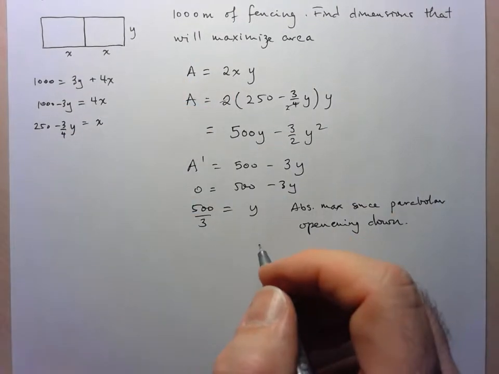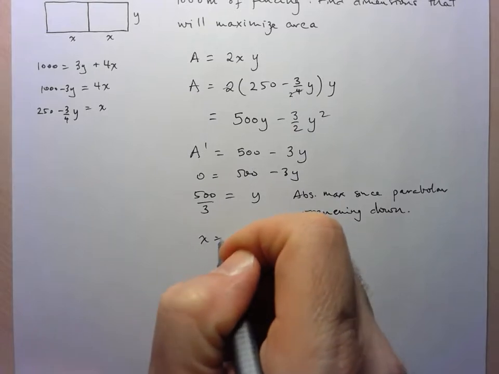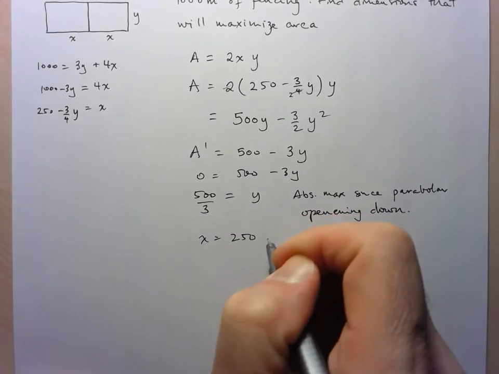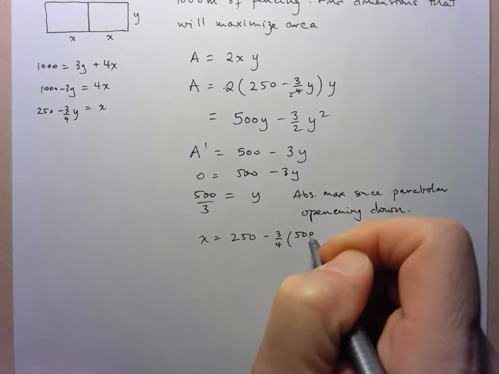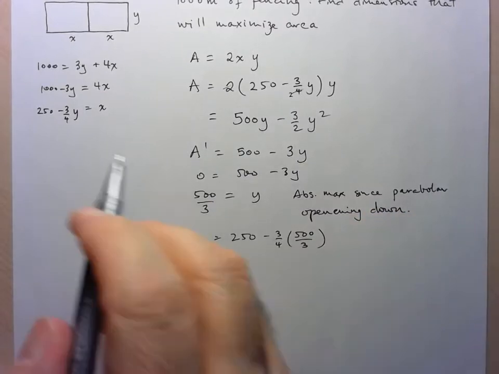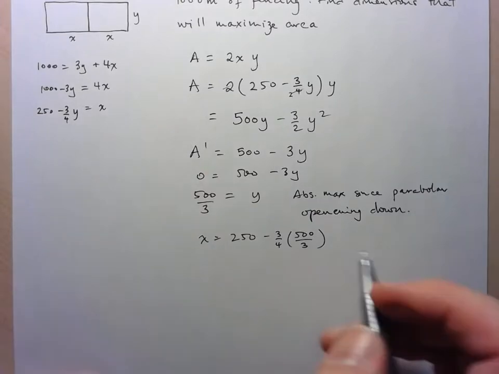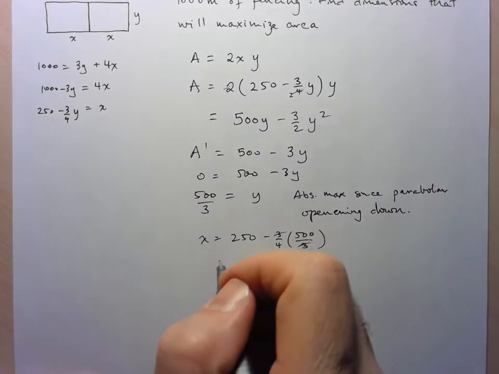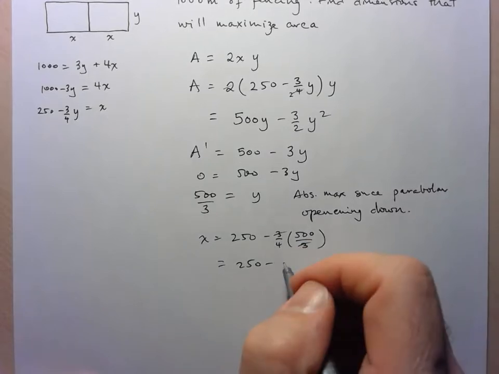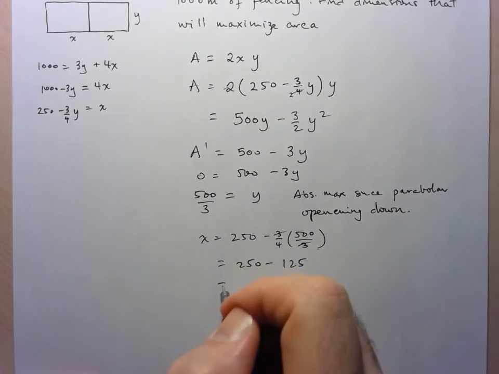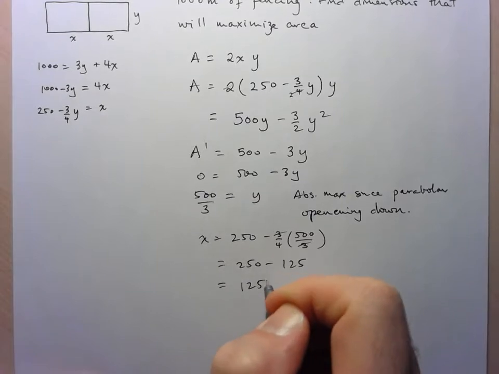So now let's find the other dimension. x is just going to be equal to 250 minus 3 over 4 times 500 over 3, which of course I'm just getting from this relationship here. And so the 3's cancel out. So here we have 250 minus 500 over 4, which is 125. So here we got 125.